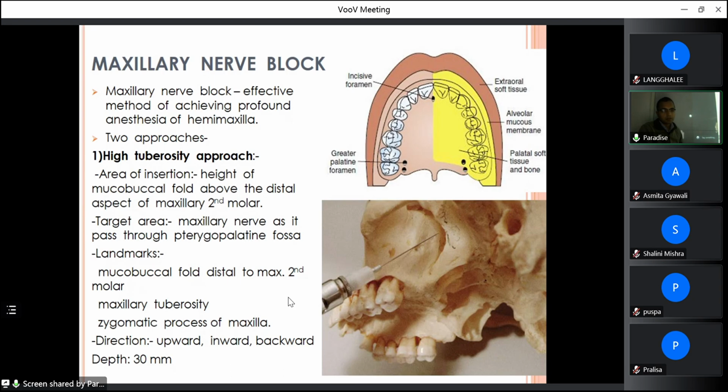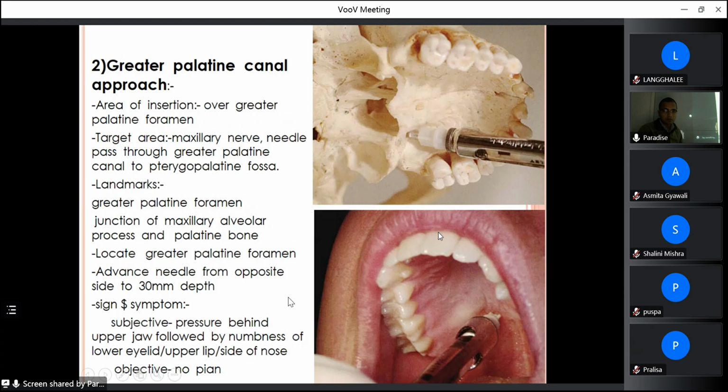But if you want to block the maxillary nerve, the depth of penetration should be 25 to 30 mm. The area is the same, but the depth is 25 to 30 mm because you have to reach the pterygopalatal fossa area. The other approach is through the greater palatal canal. The area of insertion is over the greater palatal foramen. The target area is the maxillary nerve. The needle passes through the greater palatal canal to the pterygopalatal fossa. You have to directly insert your needle through the greater palatal foramen and reach the pterygopalatal fossa posteriorly within the bone. Landmarks are the greater palatal foramen and the junction of the maxillary process and the palatine bone.